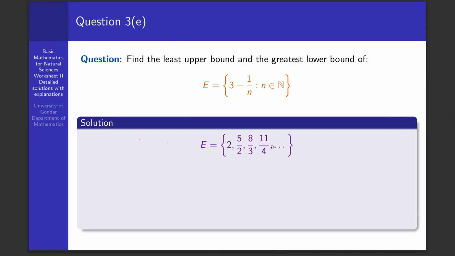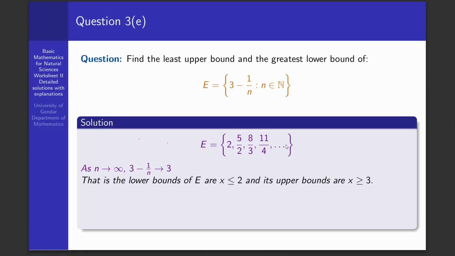Therefore, when we assume that n is a very large positive natural number, 1 over n will tend to 0, and the whole expression, 3 minus 1 over n, will approach 3. Therefore, every element of this set will be bounded between 2 and 3. Therefore, the lower bound of this set, set A, is a real number which is less than or equal to every element of this one, so x less than or equal to 2, and its upper bound will be the set containing x greater than or equal to 3.